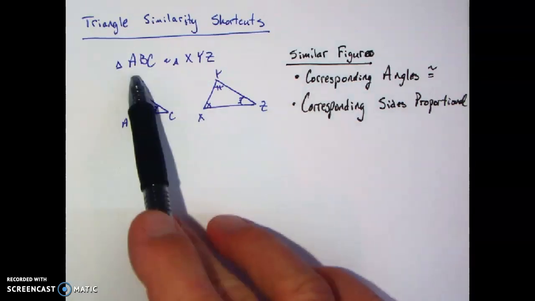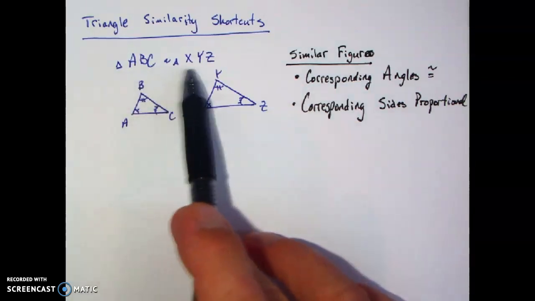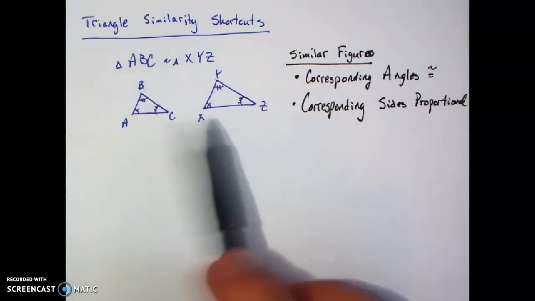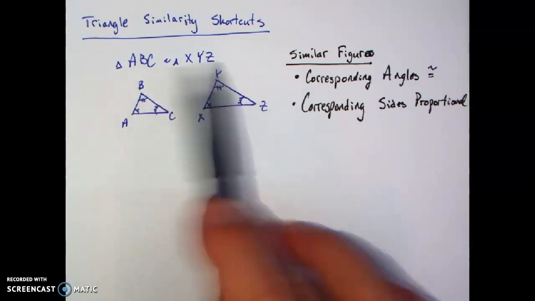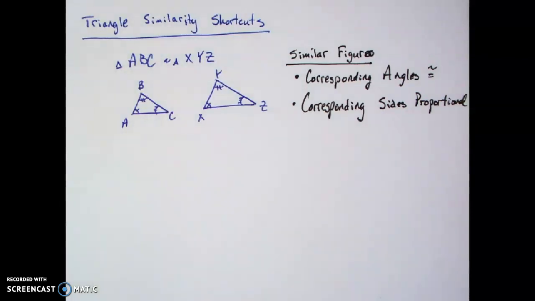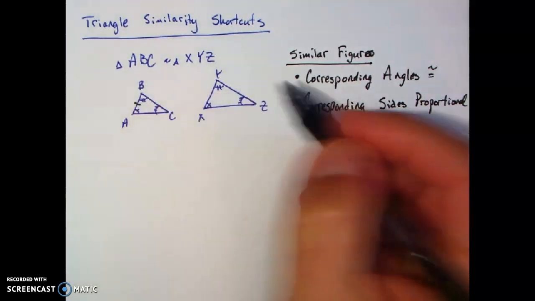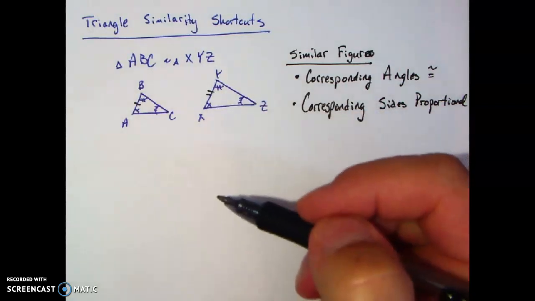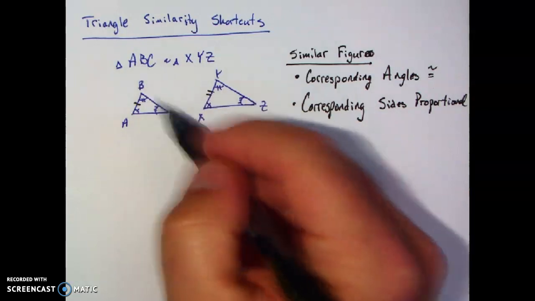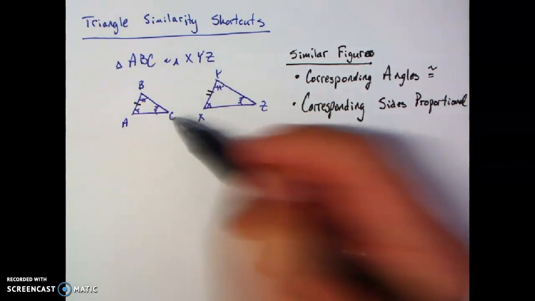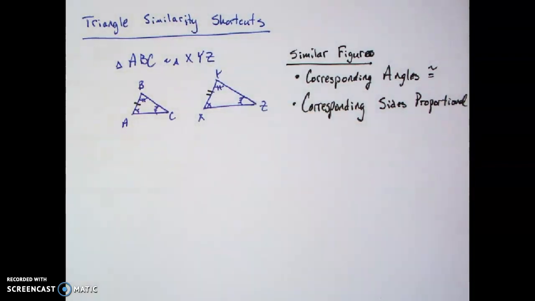So here if we have triangle ABC similar to triangle XYZ, we know that our corresponding angles, A and X, are congruent, B and Y are congruent, C and Z. We know that those are corresponding parts by the way that's written. We would also know, because of the way this is written, that segment AB would correspond to XY, and so they would need to be proportional. Then we would have our BC proportional to YZ and AC proportional to XZ.